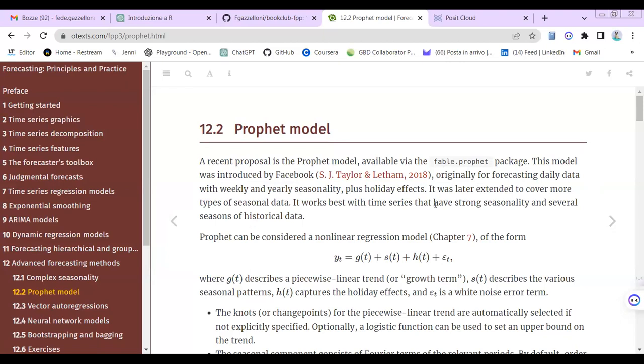So Prophet is good at catching this type of pattern, which are not such regular patterns. Prophet is, for example, used mostly within insurance companies to forecast the loss within future time frames. It is quite a robust type of model, and there is a possibility to apply Prophet in R, of course.